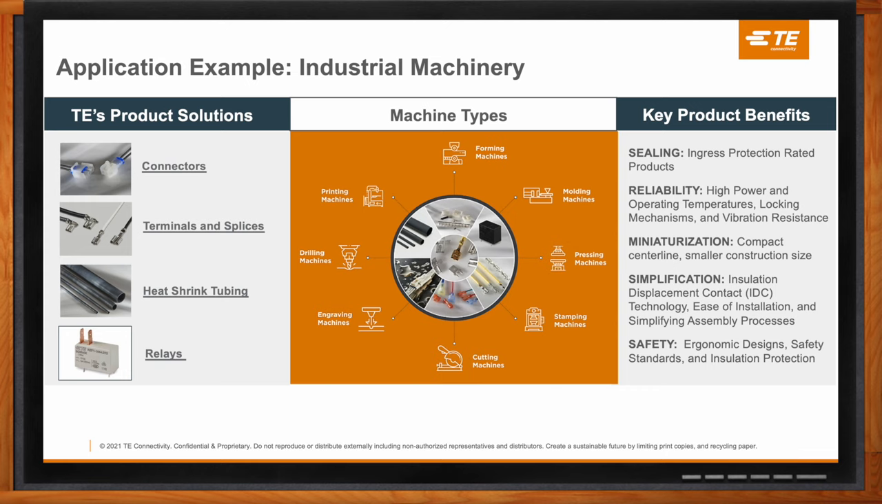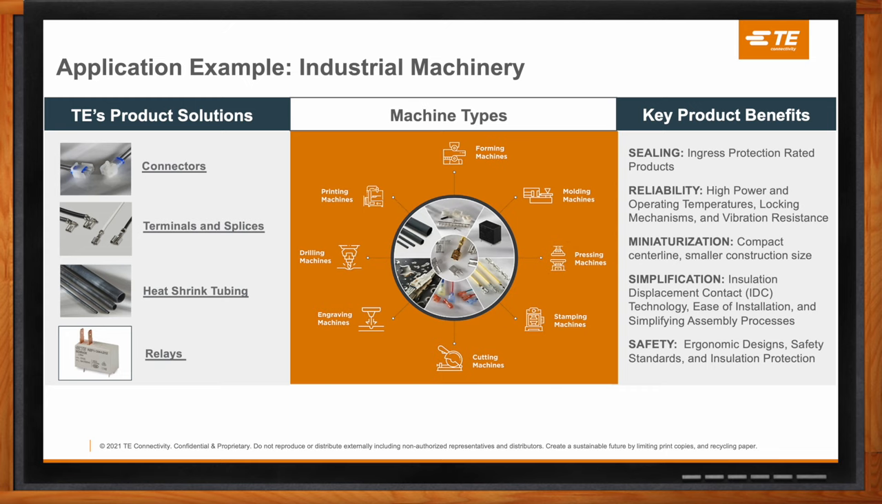We do offer special locking mechanisms and vibration resistant solutions, which are also extremely useful in industrial machinery. Miniaturization in case of need, in case of smaller machines, which of course would use more compact connectors. Simplification, as we saw with the IDC solutions that we have. And safety, of course. Not only ergonomic design, which means safety for the operator who assembles the machine, but also safety standards, because any type of machinery and any different end market would have its own requirements, and our products would reply to those requirements at the same time.